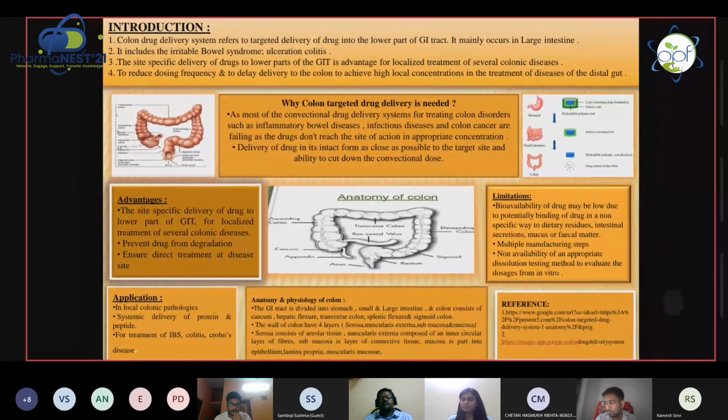Now we can see the anatomy of the colon. Anatomy and physiology of the colon: the GIT tract is divided into stomach, small intestine, and large intestine. The colon itself is made up of cecum, ascending colon, hepatic flexure, transverse colon, splenic flexure, descending colon, and sigmoid colon. The colon is about 1.5 meters long, although it varies from 9 centimeters in the cecum to 2 centimeters in the sigmoid colon. The wall of the colon is composed of four layers: serosa, muscular externa, submucosa, and mucosa.